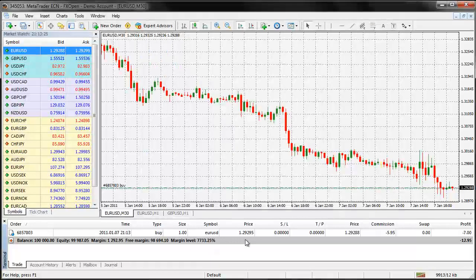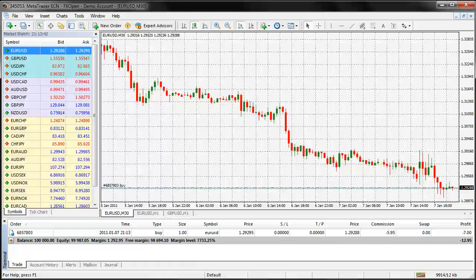Let's take a look down the bottom. 129.29.5 was the price that I got it at, and we can see now that we're sitting at -7. The commission was $5.95 on ECN accounts. You get commission taken off as well. Some brokers don't.